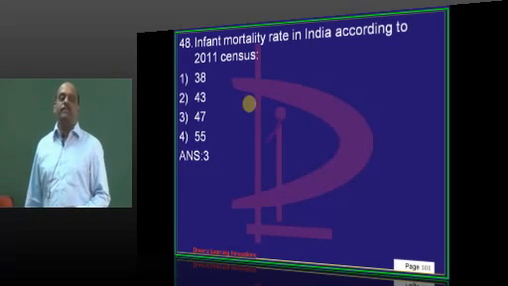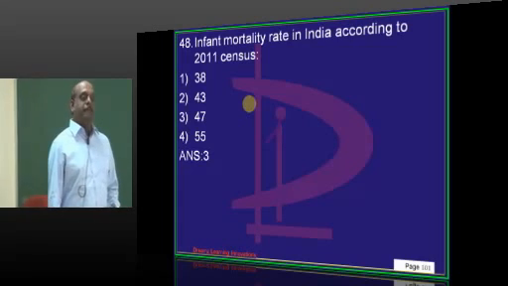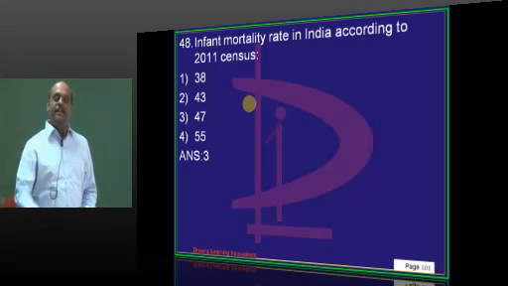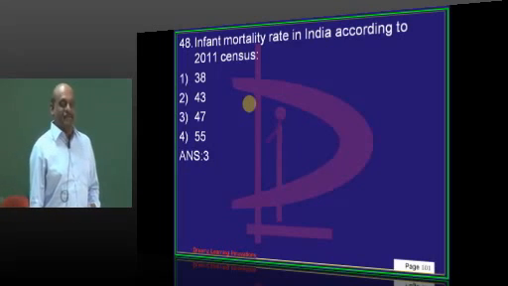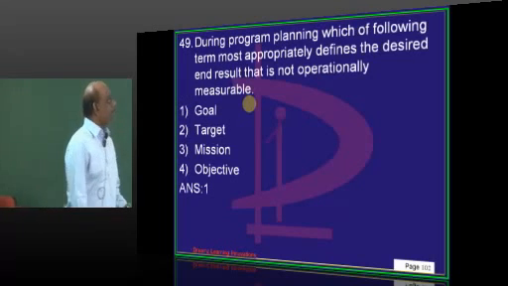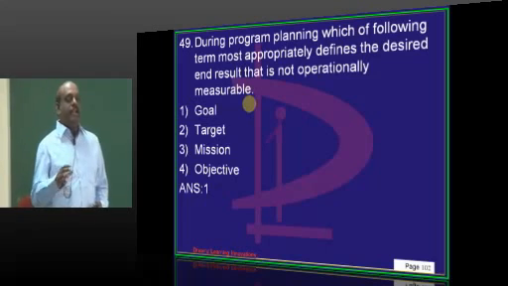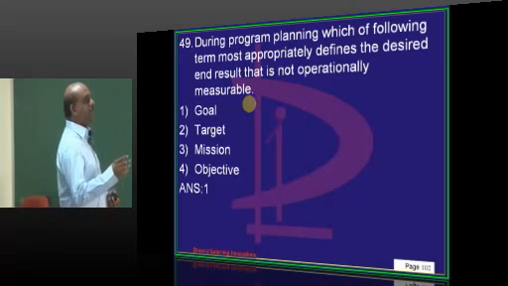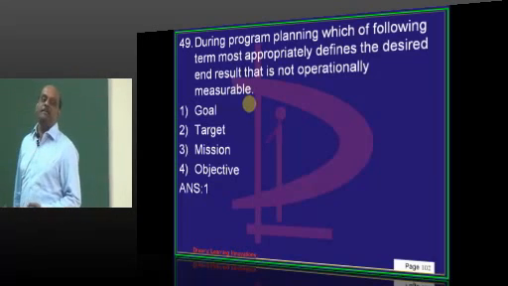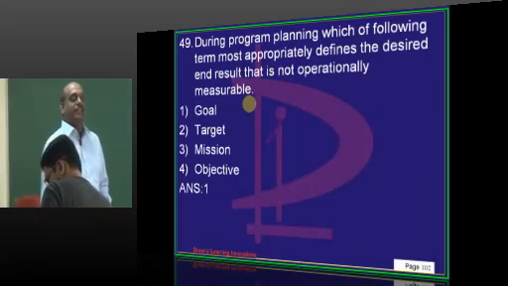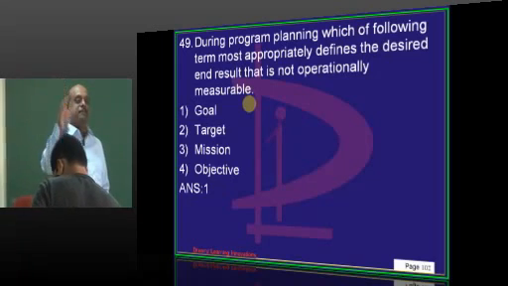2011 census, if you are not prepared, be prepared to keep writing entrances until 2021 census. That is the dictum. Now, what is a goal, what is a target, what is a mission, what is an objective? The most disgusting part of the SPM is in the last 50 pages of the preventive medicine book.